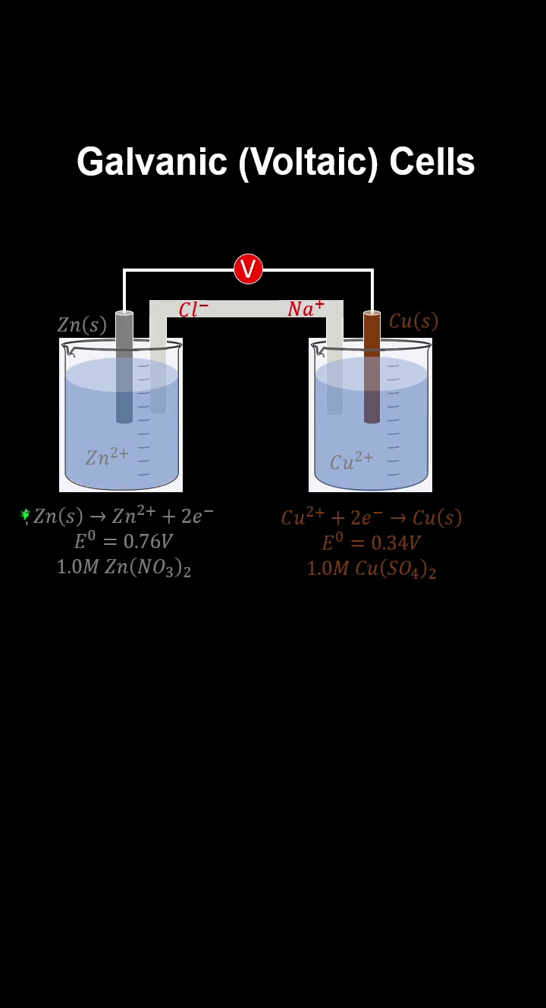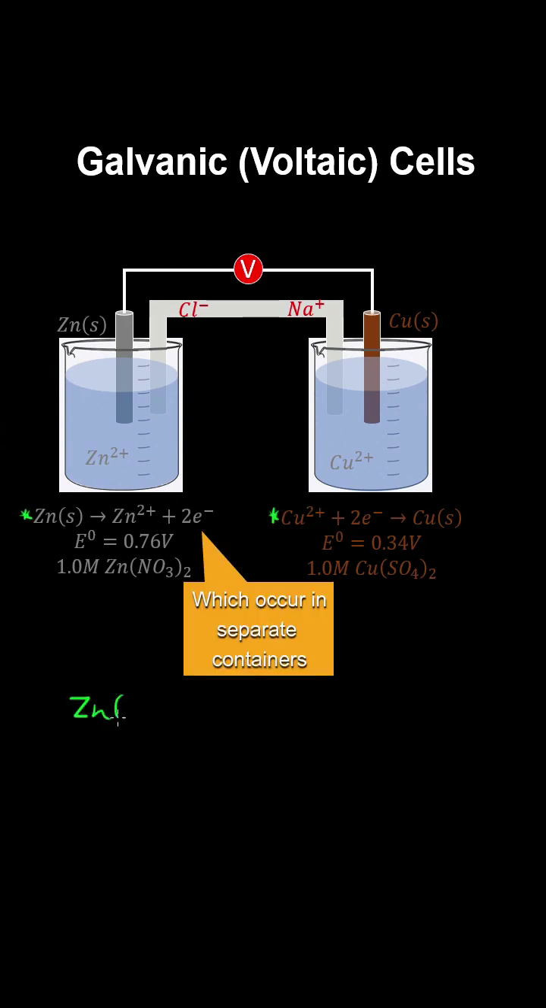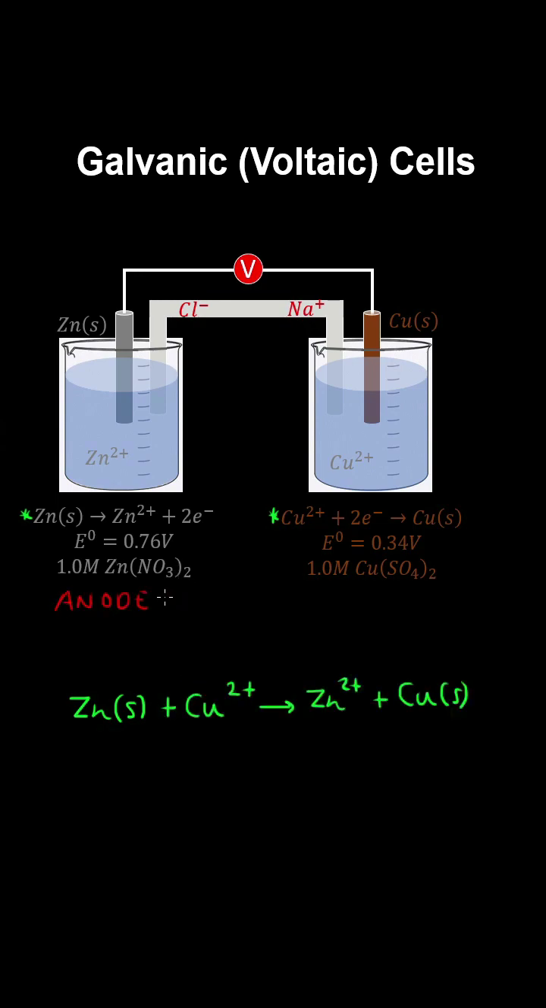So if we sum these redox half reactions, we get a thermodynamically favoured redox reaction. So at the anode, oxidation occurs, where zinc is oxidized, and oxidation means a loss of electrons. And at the cathode, copper is reduced, and reduction means a gain of electrons. And this results in a flow of electrons from a higher potential.